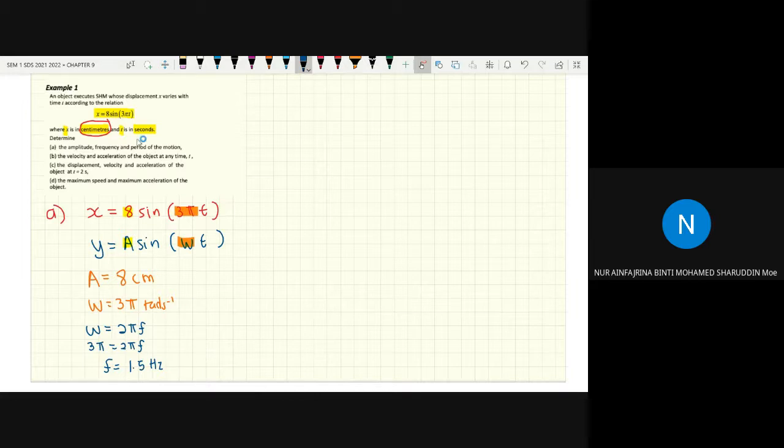What about period? Macam mana nak cari period? From frequency, macam mana kita nak cari period? 1/T equals f. Very good. So, period adalah equals 1/f. Jadi, 1/1.5, you akan dapat period 0.67 second. We get the answer lah. So, kita dah tahu jawapan untuk amplitude, frequency, and period. Settle.